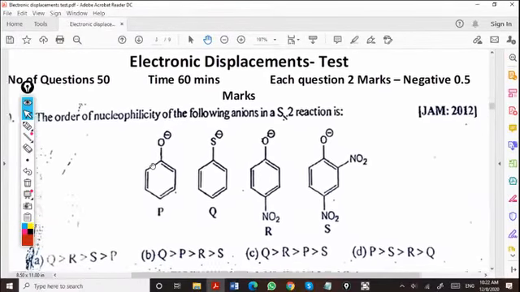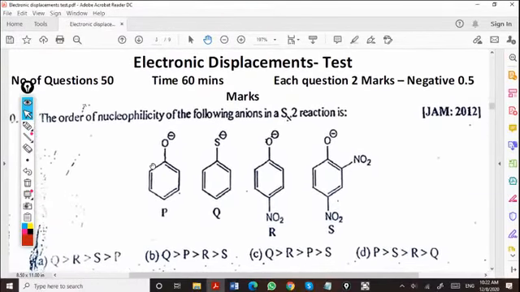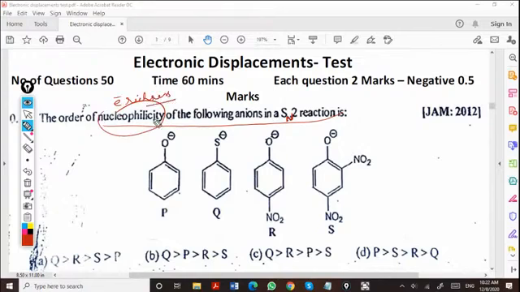Next. This question was asked in 2012. Nucleophilicity of the following anions in SN2. In any nucleophilic substitution reaction, nucleophilicity is nothing but electron richness. The more the electron richness, the more the nucleophilicity.